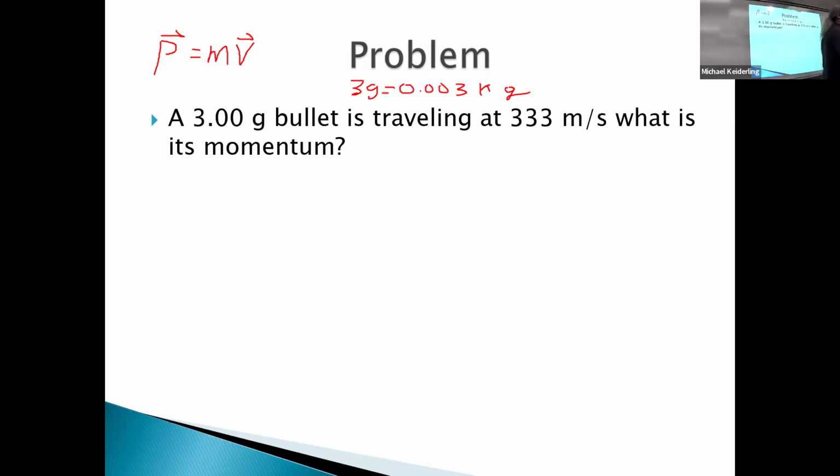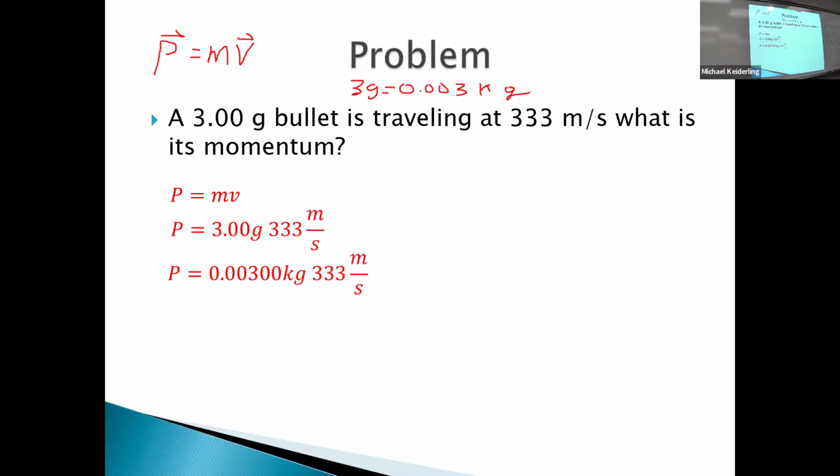Because momentum has units of kilogram meters per second. Yes, it's 0.999. So 3 grams times 333 meters per second. We'd like it to be in standard units, so 0.003 kilograms times 333 meters per second. So it's 0.999 kilogram meters per second, or 999 gram meters per second, but no one uses that unit.